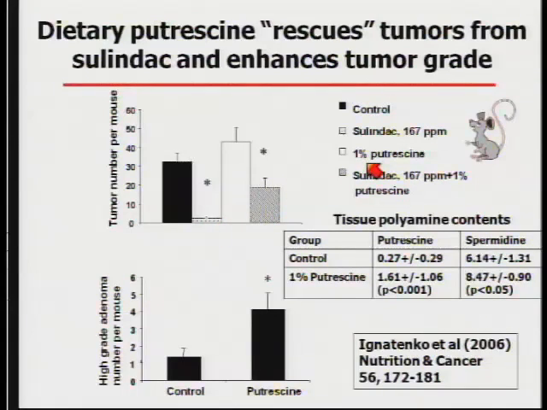If we feed these mice 1% putrescine in the drinking water, this corresponds to the amount of putrescine that you all would consume if you drank 2 glasses of grapefruit juice every day. What you can see is that there is little effect by itself in terms of total tumor number, but in terms of the sulindac effect, there is a very dramatic reduction in the ability of sulindac to reduce tumor number in mice that are simply fed a relatively low amount of this polyamine putrescine.